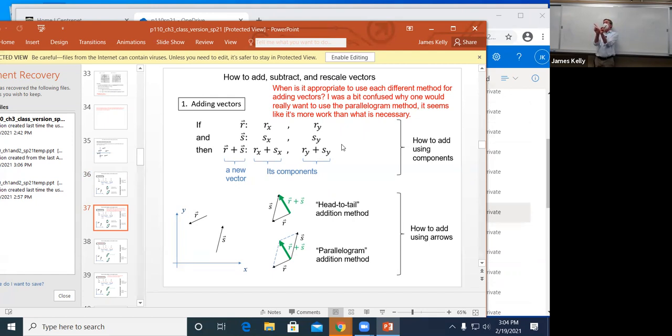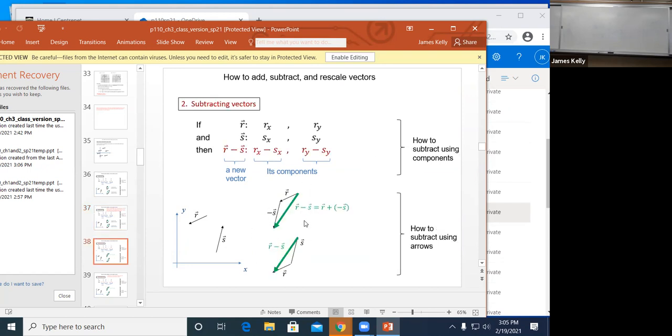If they happen to be drawn that way, I wouldn't want to do tail to tip because I'd have to move one, and that's just more work. So if they're drawn like this, use the parallelogram method. It looks like there's more drawing, but at least I don't have to move the vector. And if they're drawn with one's tip at the other one's tail, use the tip to tail or head to tail method. There's no superiority, they're completely equivalent, it's just a matter of convenience.